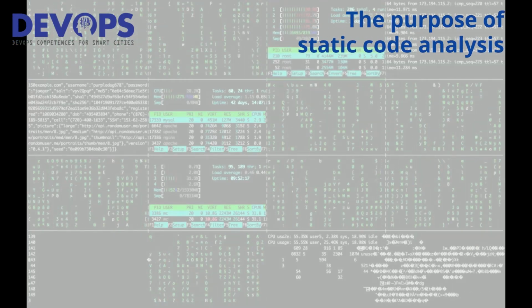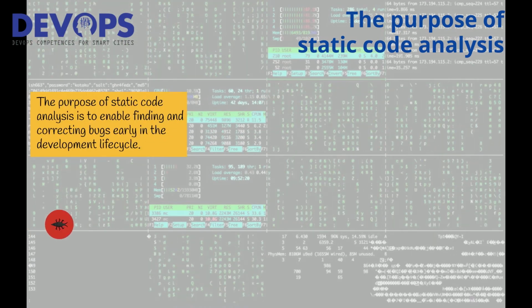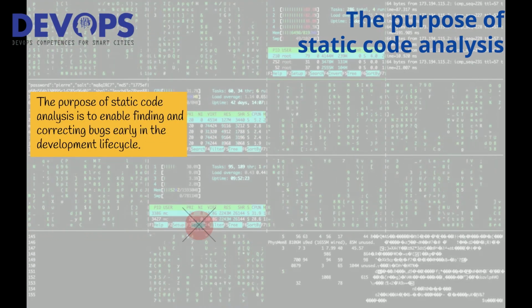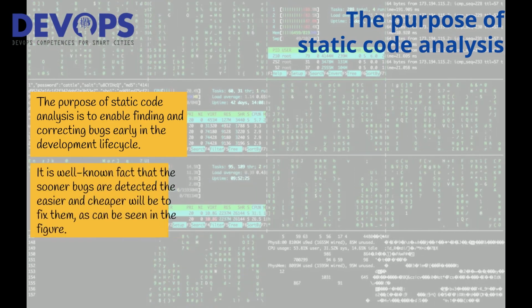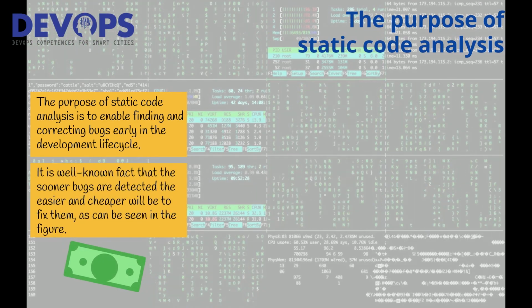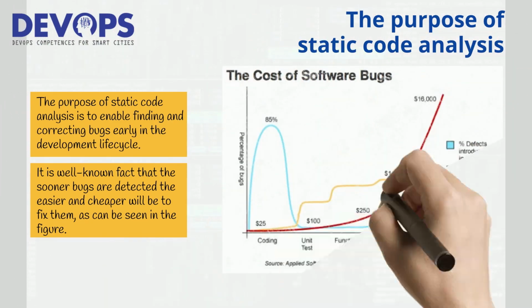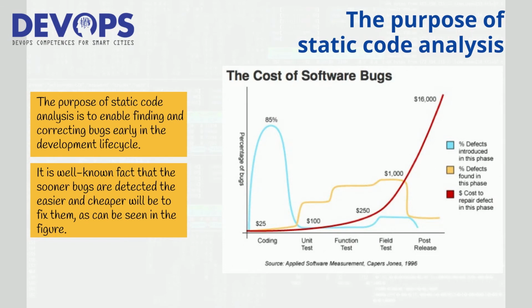The purpose of static code analysis. The purpose of static code analysis is to enable finding and correcting bugs early in the development lifecycle. It is a well-known fact that the sooner bugs are detected, the easier and cheaper it will be to fix them, as can be seen in the figure. As is obvious from the data presented in the figure, the cost of repairing a defect after releasing the software product is much higher than the cost of correcting it while we are still developing it.